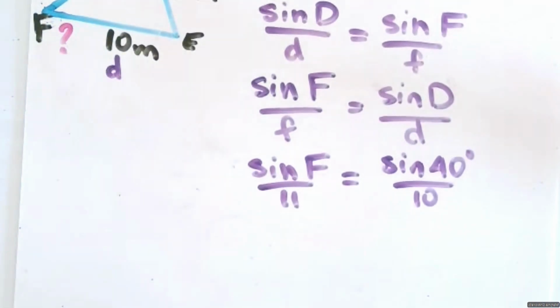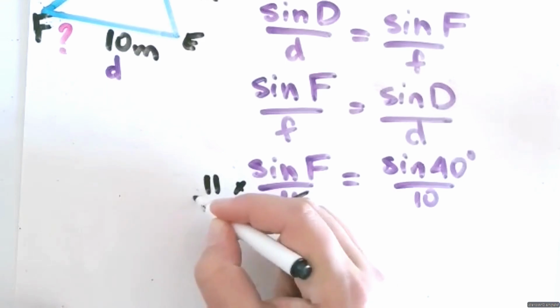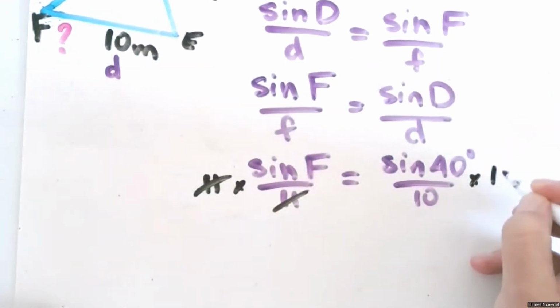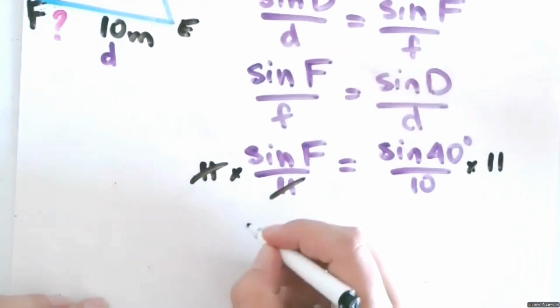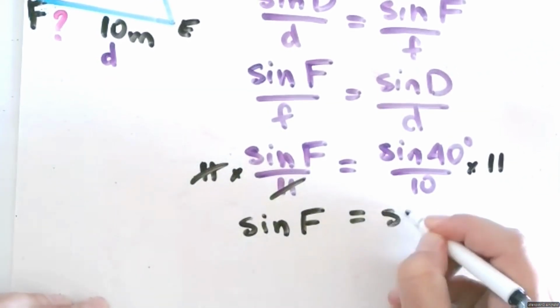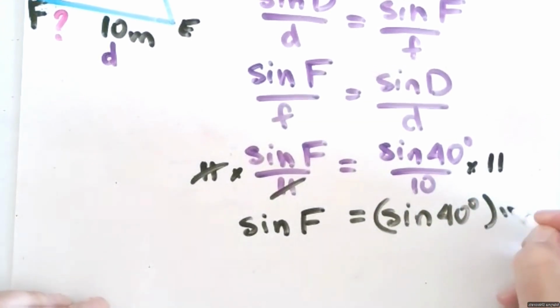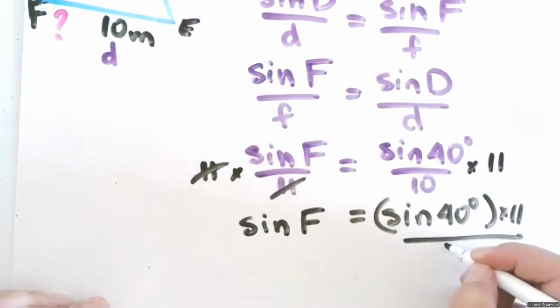So what I will do is multiply both sides by 11. That's going to cross it out on this side, and I need to multiply this side by 11 as well. And now I rewrite my isolated side, sine of F, as sine of 40, but I like to put in brackets, times 11, all of that over 10.